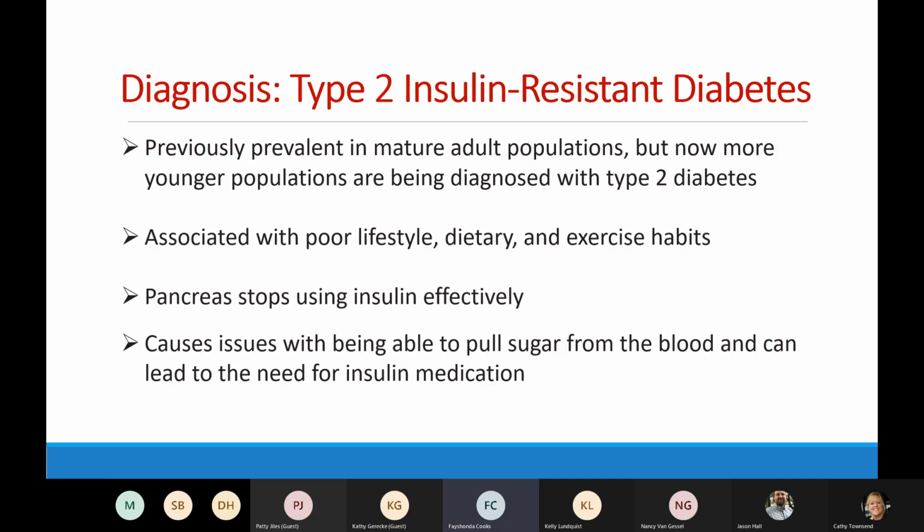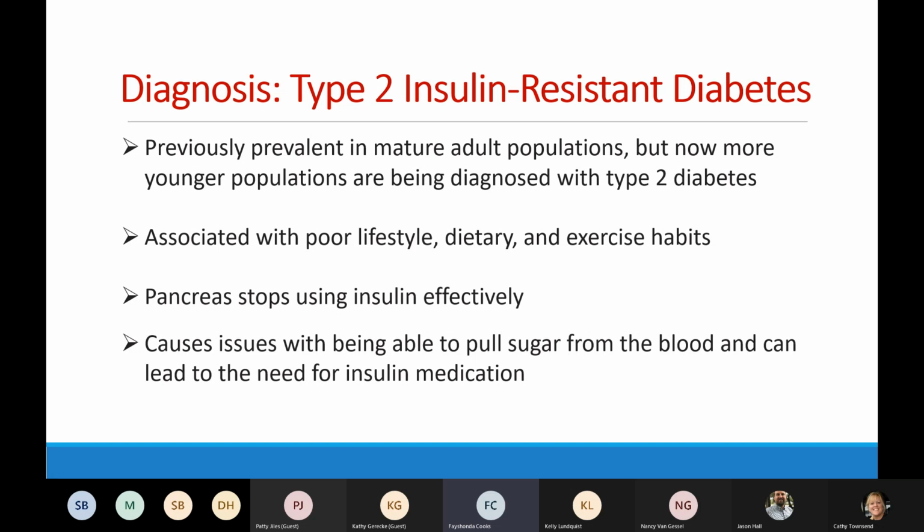When we get into type 2 next, we're looking at mostly a mature adult population, even though as we're seeing trends in healthcare shift a little bit, some are younger and being diagnosed with type 2, and it's associated again with the poor lifestyle, the dietary and exercise habits that are not conducive to burning enough energy and making sure that the body remains in optimal condition to avoid chronic illnesses. That's when the pancreas just says, I'm gonna take a break and see what I can get away with in terms of insulin production, and it doesn't produce enough.